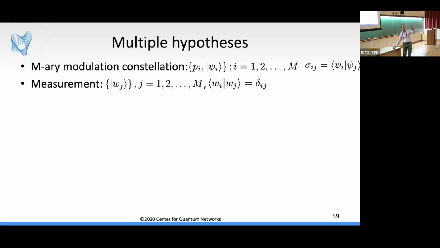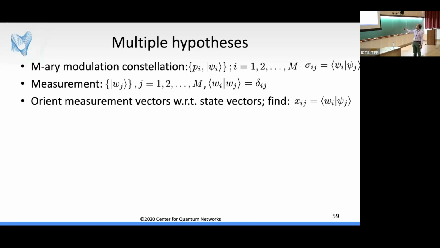Now, let's take 3 states instead of 2. I know this inner product, that inner product, this inner product. I want to design a measurement. So I have now 3 orthogonal vectors. I want to orient these 3 vectors, W1, W2, and W3, with respect to my states. So what you actually want to find is the inner product between my Wi's and my psi i's. If you find that, you can find the error probability. So these x_ij, the inner products of W_i with psi_j, are what I want to find. Orient the measurement vectors with respect to the state vectors.